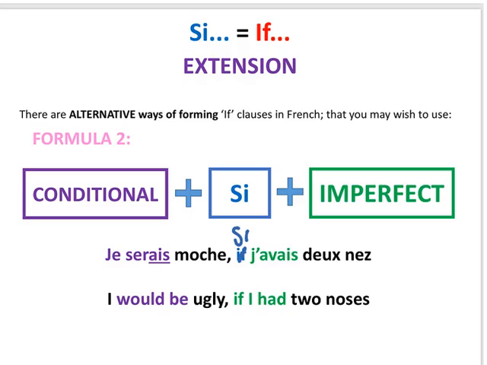As an extension, there are actually alternative ways of forming if clauses in French that you might want to use. We're only going to look at one, and all that involves is a slightly different order to what we saw at the start. So you can go conditional plus C plus the imperfect. Je serais moche si j'avais 2 nez. I would be ugly if I had 2 noses. Same rules on the grammar, same rules in forming the tense, it's just a slightly different order.